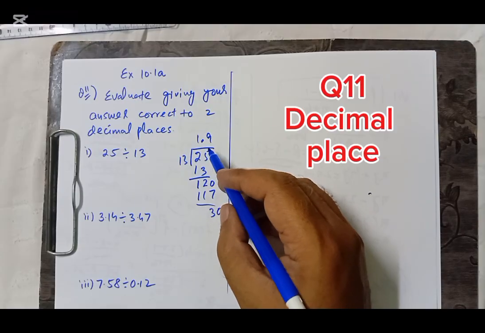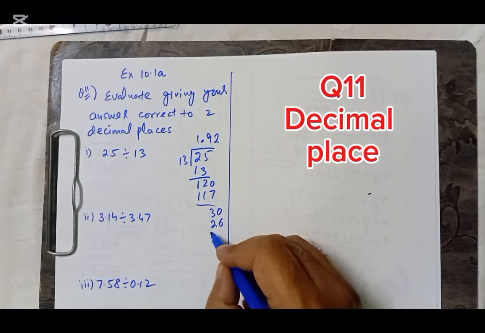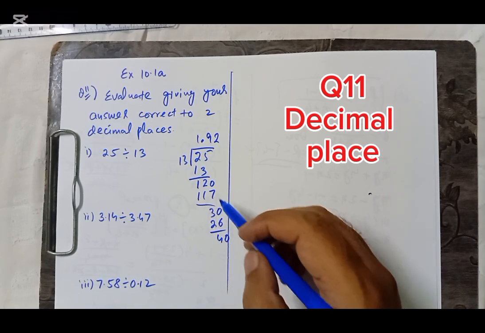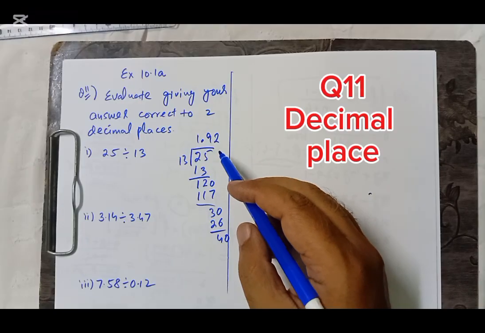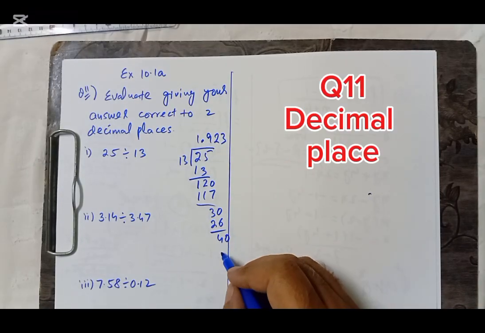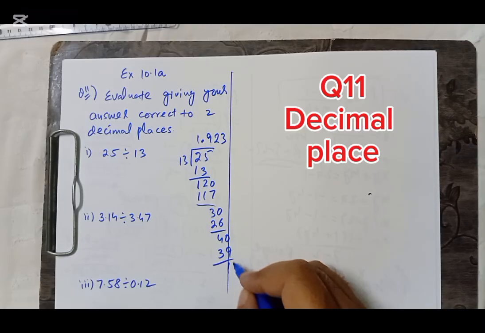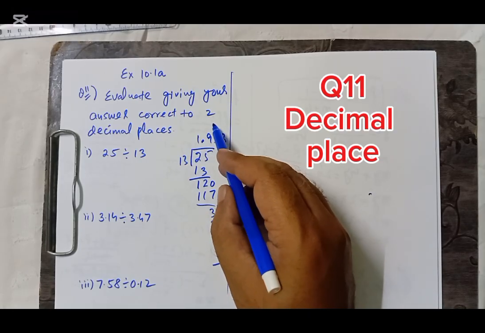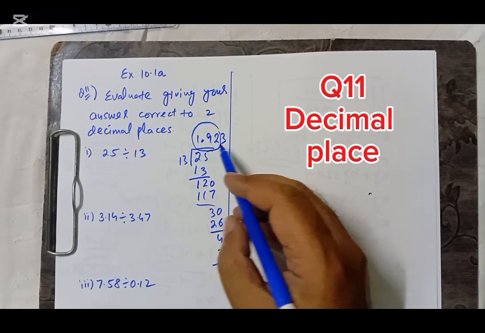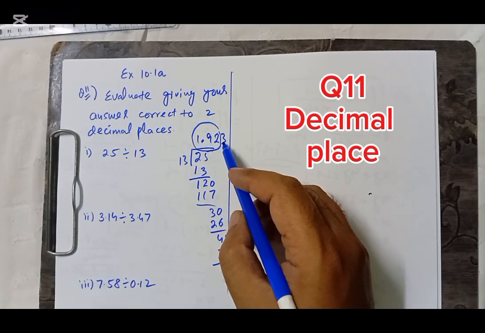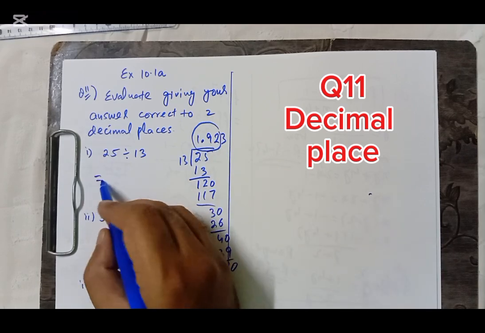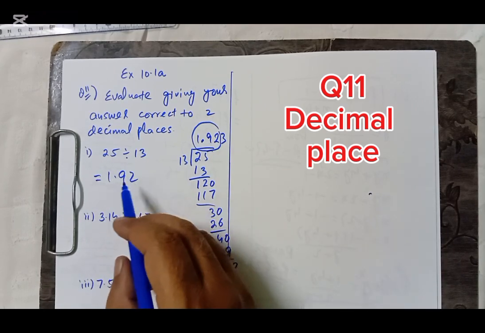Again, 13 times 2 is 26. 30 minus 26 is 4. Again, I have the permission to put 0. So 13 times 2 is 26 and 13 times 3 is 39, which makes 40 minus 39, 1. I can put a 0, and this process will go on, but I need the answer up to two decimal places, 1.92, and the digit at the third place is less than 5, so there is no need to round the number. The answer is 1.92, correct to two decimal places.